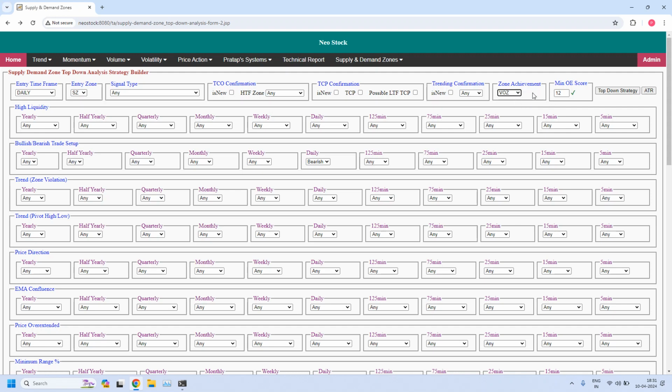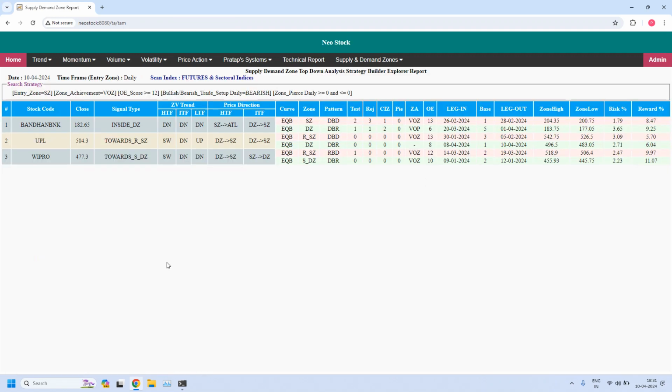But this time all these filters are applied to the supply zone, because we have selected the entry zone as supply zone. In the previous report, the filters were applied to demand zone. In this report, the filters are applied to the supply zone. So 3 stocks are filtered. Currently these 3 stocks are supporting bearish trade setup.